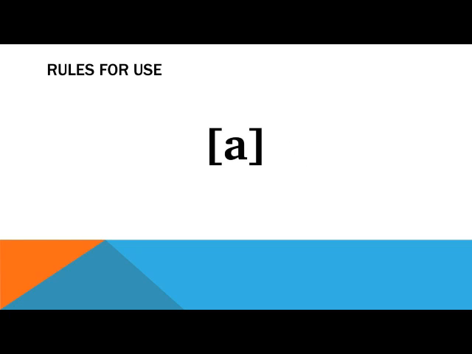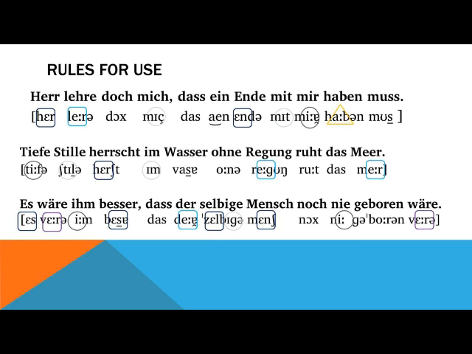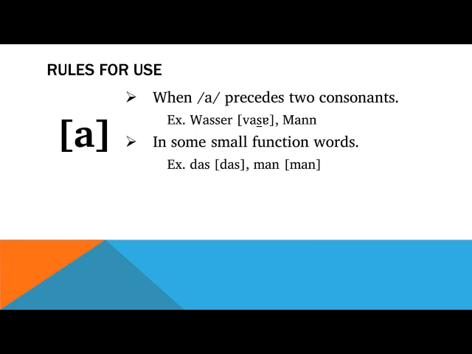And now we get to our last sound, the short, bright A. So take a moment to find all those A's. And we have a few. Wasser, das, and das. So we have the short A when the written A precedes two consonants, as in Wasser and Mann, and in some small function words like das and man.